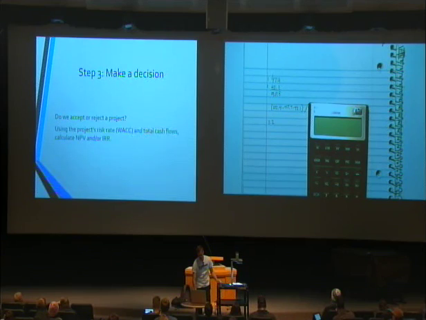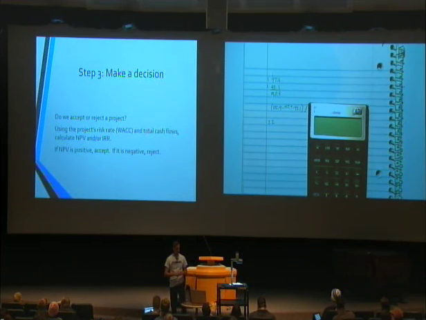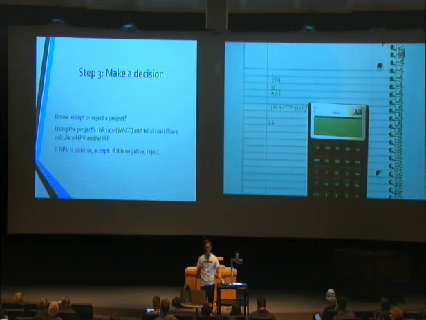Okay, step 3, how do you make a decision? So you use the project risk, WACC, to calculate the present value of your future cash flows, and you would use it to calculate NPV. And if NPV is positive, accept. If NPV is negative, reject. It's probably the most simple rule that you can follow in this class.